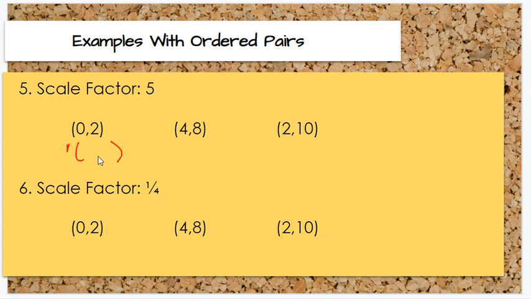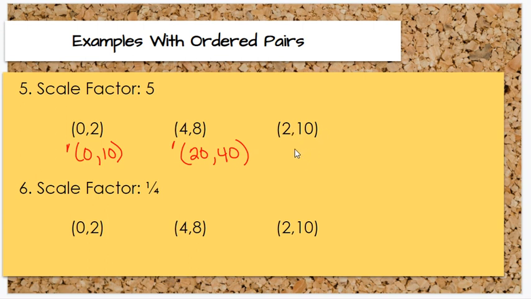All right, so what we're going to do is we're going to take each ordered pair and multiply them by that scale factor. So 0 times 5 is 0, and 2 times 5 is 10. So the new figure, if it's at 0, 2 to begin with, after a scale factor 5, it will now be, the prime location is 0, 10. All right, 4, 8, so we're going to do 4 times 5, which is 20, and 8 times 5, which is 40. So the new location of 4, 8 will be the prime location of 20, 40.